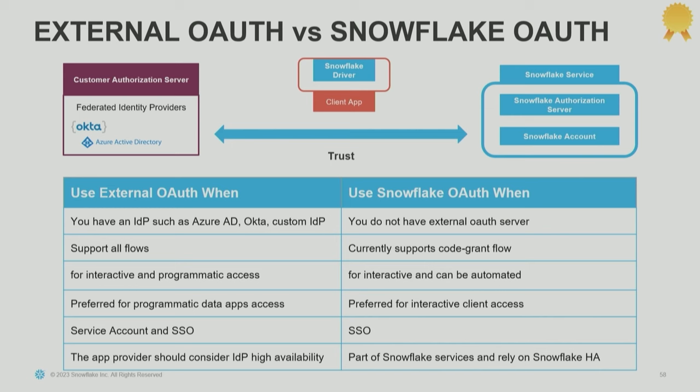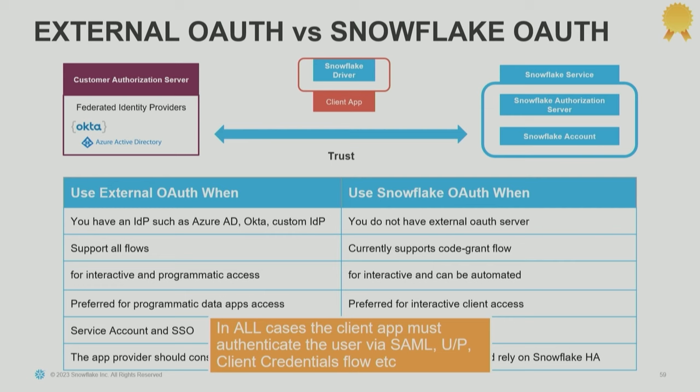And one thing where Snowflake OAuth has an upside is you don't have to worry about high availability. It's taken care of with Snowflake's HA. Whereas for external OAuth, you have to make sure that the IDP has high availability. But no matter which one you choose, you have to authenticate the app, and you have to authenticate the end user first, and that can be through SAML, username, password, what have you. And then you can basically have an OAuth connection to Snowflake.